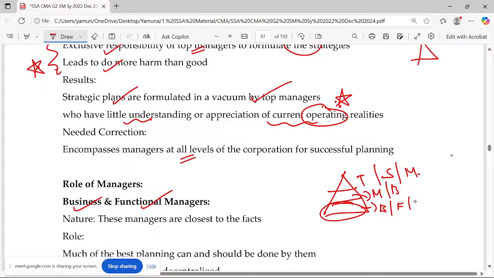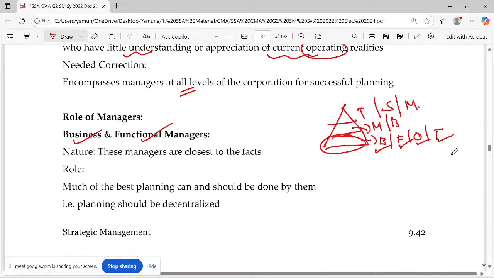Actually, we have extra names for this: operational level, tactic level. Bottom level is a general name because it is at the bottom. Functional level, because we have different functions, and the operational level and tactical level. Tactical means operation. So we have four different names. Those managers are the field workers. They are closest to the facts.